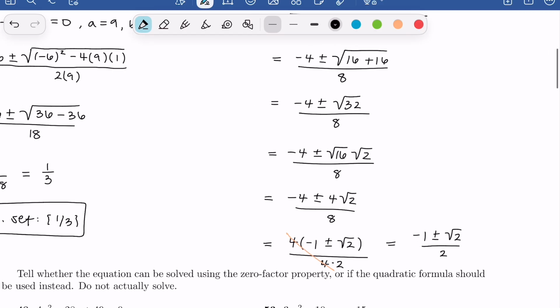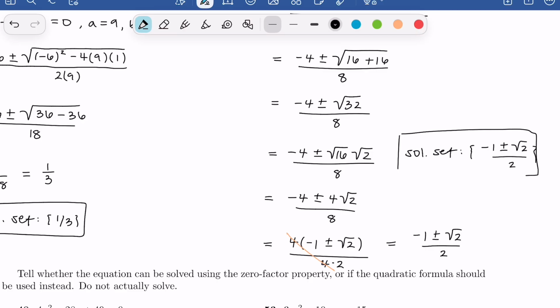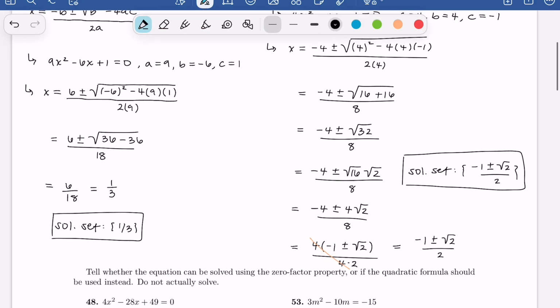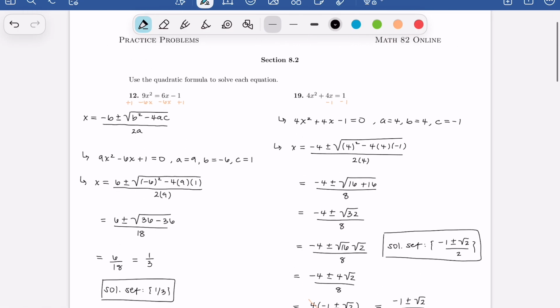So this would be our solution set. So negative 1 plus or minus the square root of 2 all over 2. And this would be our final answer. And this is how we're going to use the quadratic formula here to solve quadratic equations.